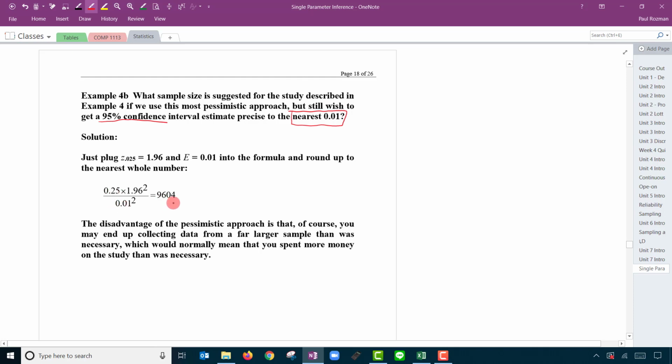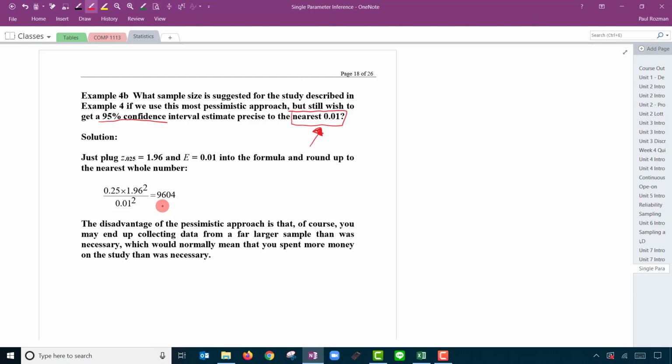We get 9,604. When we did it using the guessing method, it was 9,220, which is quite a bit less, almost 400 people less you'd have to contact. But using 9,604 will make sure that we do achieve our 1%. Our error will be at most 1%. It'll possibly be less. The disadvantage of this method, the pessimistic approach, is you might need to study more than you need to.